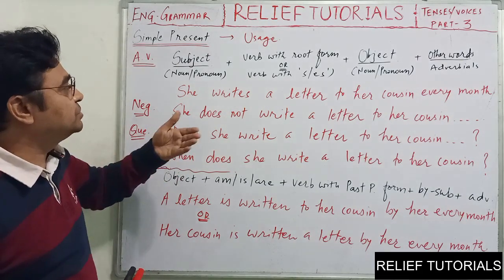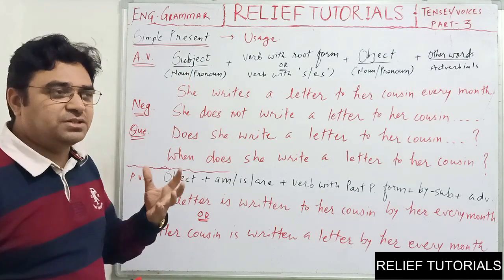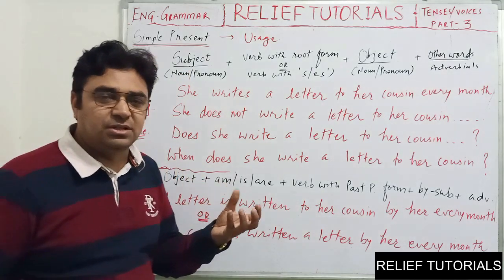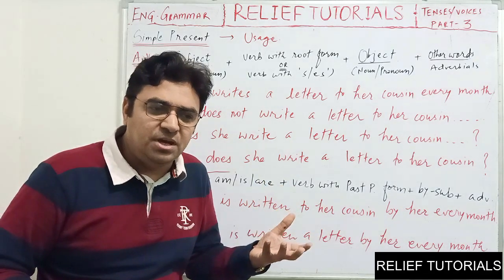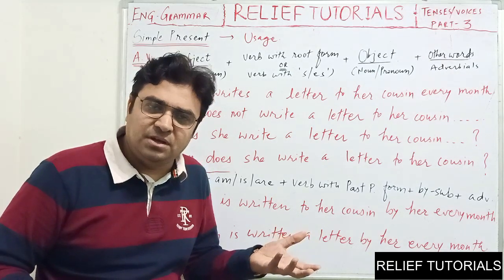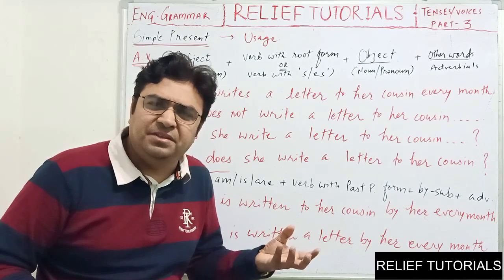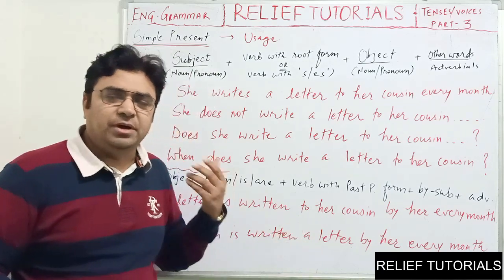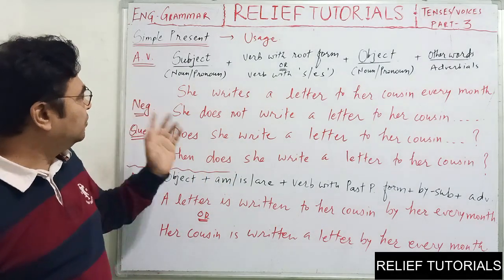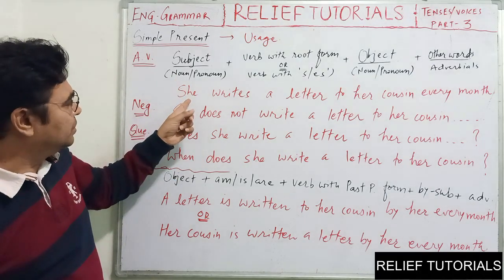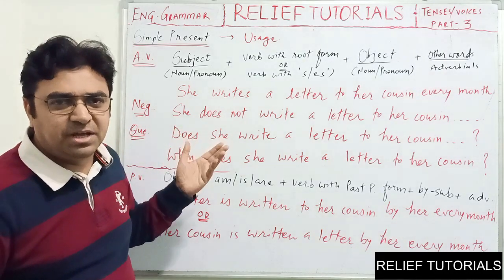So how is active voice formed? The sentence starts with subject. Subject is the doer of the sentence, the one who does the action, who performs the action. It is not necessarily any human being. It can be a thing, it can be an activity, it can be anything that has got a name. So subject is always either a noun or a pronoun. For example, in the given sentence over there, she is the subject, a pronoun replacing a name.